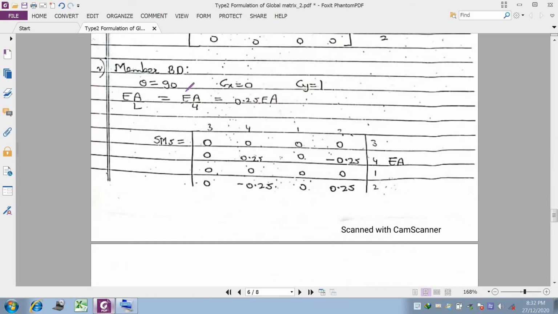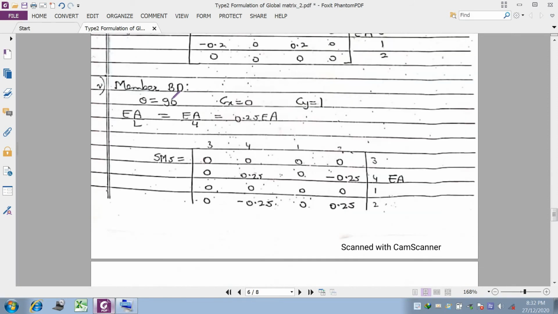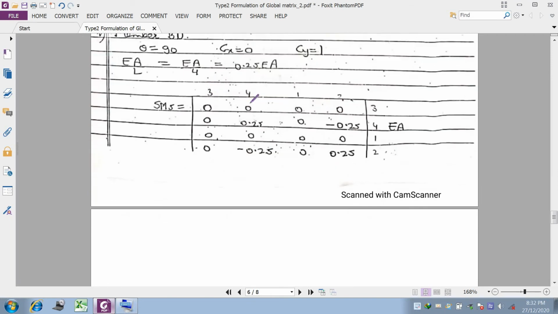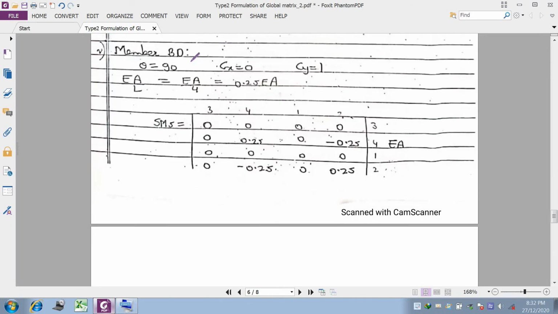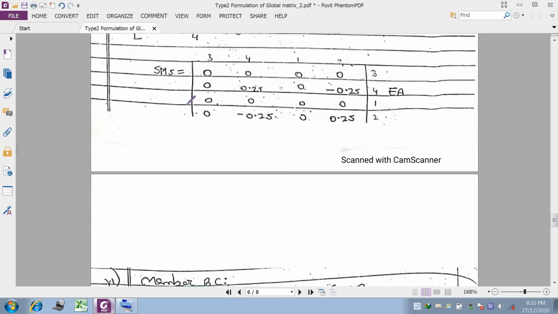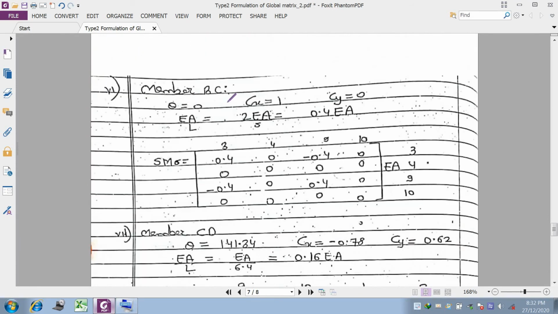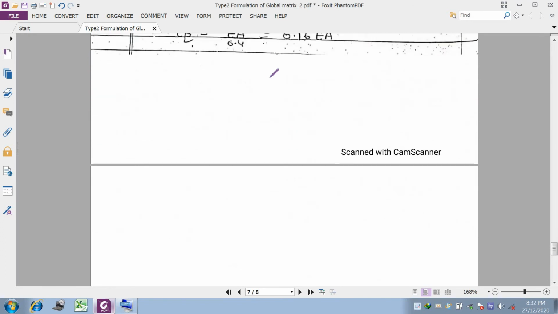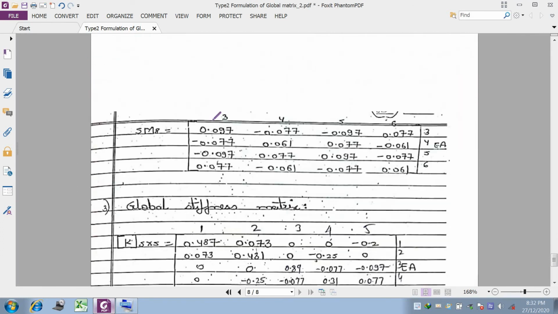Okay, and then finally we will get the answer for BD. BD is also a vertical member. The coordinate for the same is 3 4 1 2, and then we have to follow this step to calculate the structural matrix for the different members like BD and BC, and CD, and BE. So these members we have to calculate.